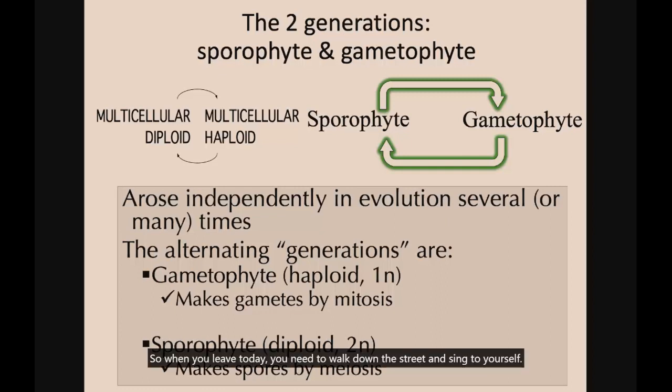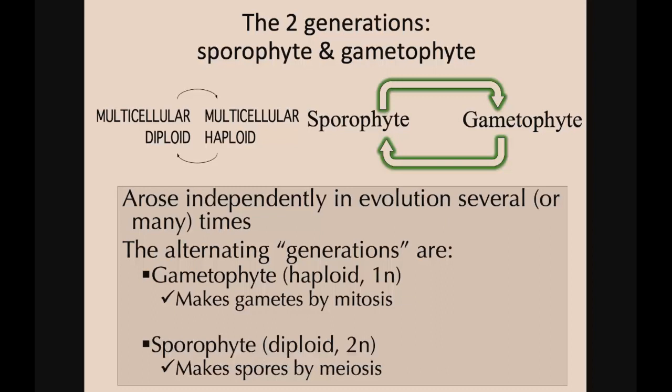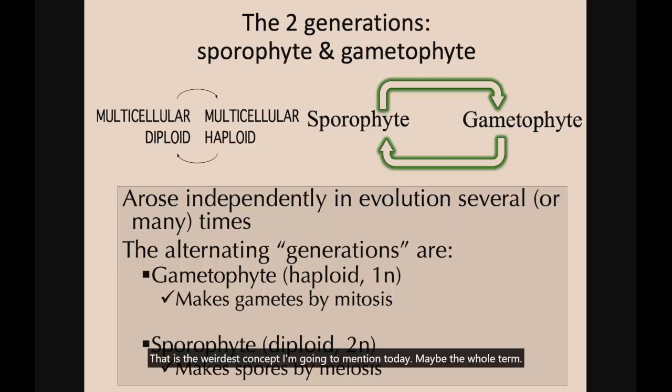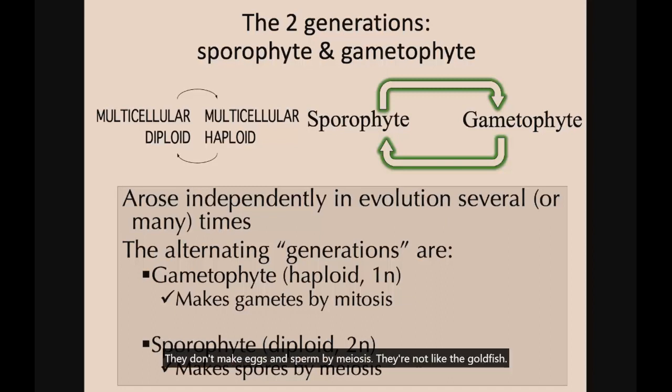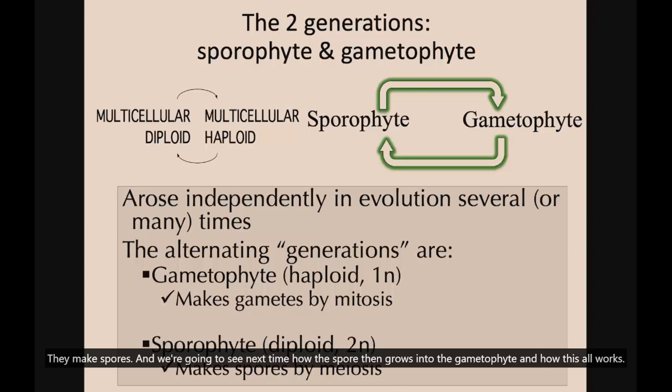So when you leave today, you need to walk down the street and sing to yourself, do it out loud. Land plants make spores by meiosis. That is the weirdest concept I'm going to mention today, maybe the whole term. Land plants make spores by meiosis. It's weird. They don't make eggs and sperm by meiosis. They're not like the goldfish. They make spores. And we're going to see next time how the spore then grows into the gametophyte and how this all works.